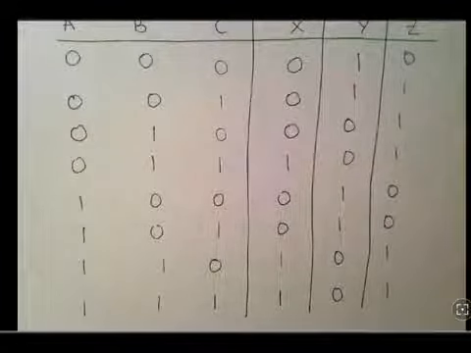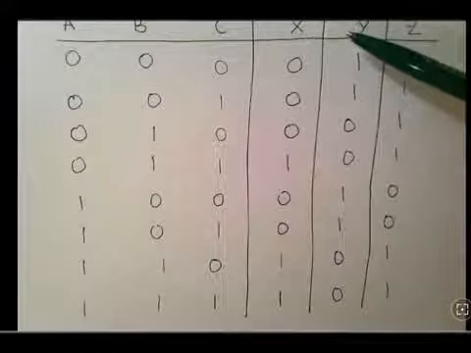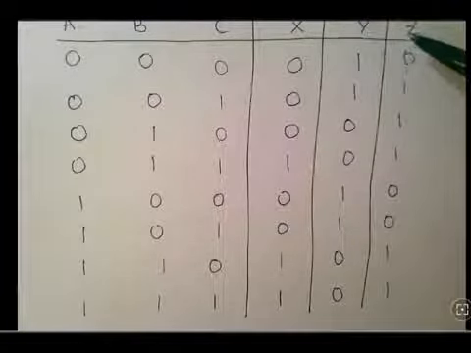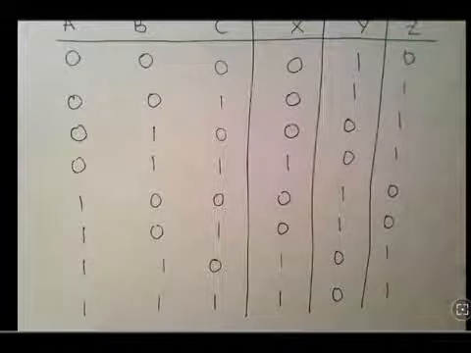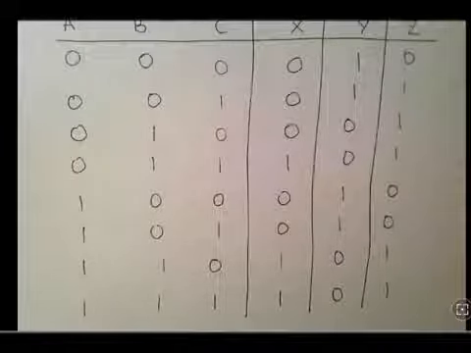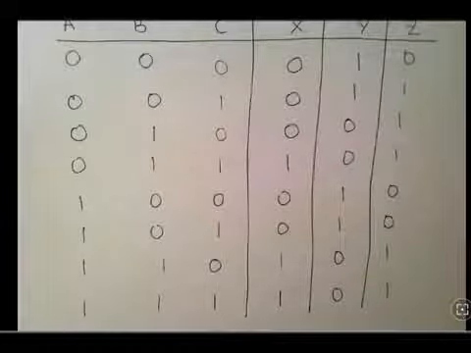Okay. So here we have the membership table for X, the membership table for Y, and the membership table for Z. What we're going to do is sketch them out on a big Venn diagram and try to come up with very simple expressions for X, Y, and Z in terms of A, B, and C.